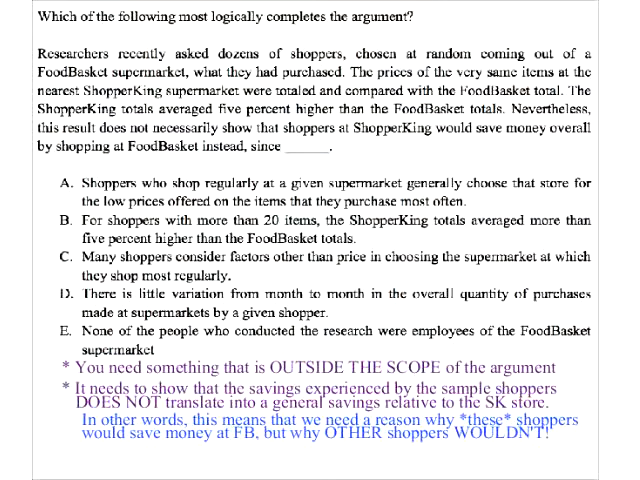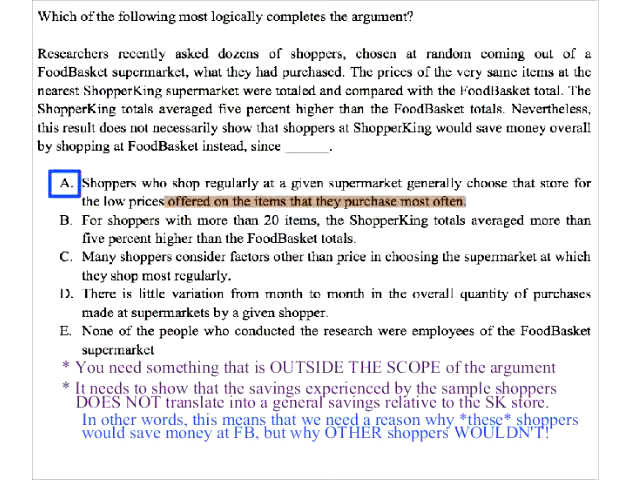So something has to be special about these shoppers. There has to be some reason why this particular population of shoppers saves money at Food Basket, even though random shoppers wouldn't. And that's what A does. Because A says that they don't offer low prices across the board necessarily, that they would just offer low prices on certain items. So choice A gives reason to believe that the sample is not a random sample.